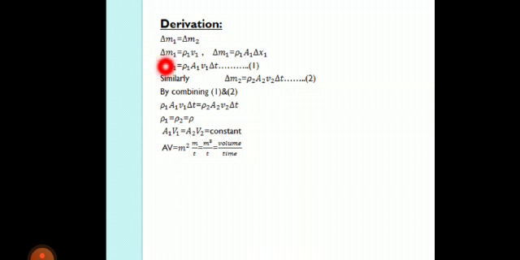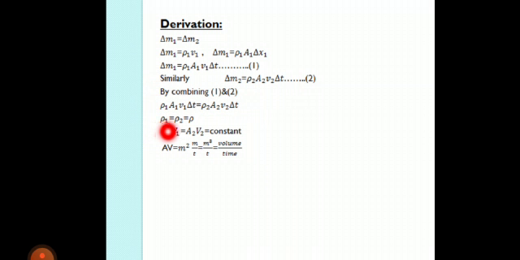We know the equation of mass, which is m equals rho times volume. So delta m1 equals rho 1 times volume. When we put volume equal to area multiplied by distance, and distance equal to v into t, then it becomes rho 1 A1 v1 delta t. Similarly for the second mass, we write the same equation but with the term 2. Then we compare both equation 1 and equation 2.